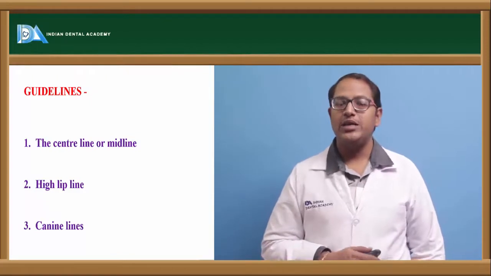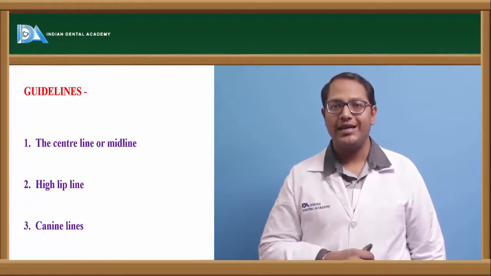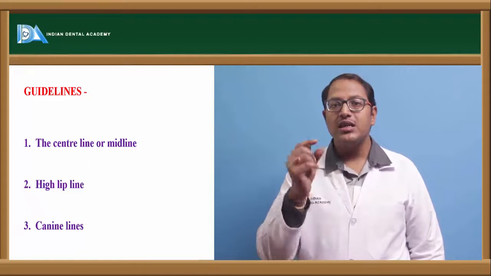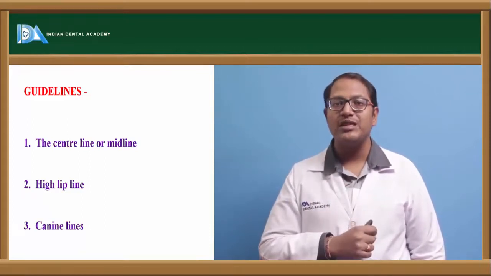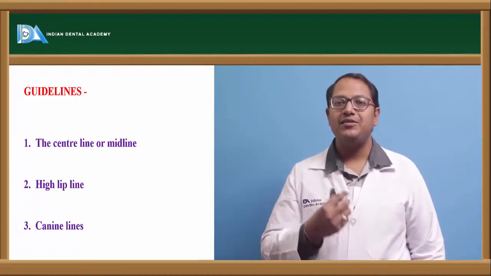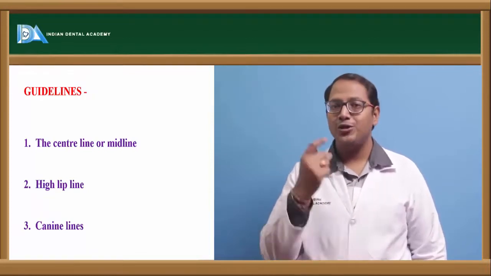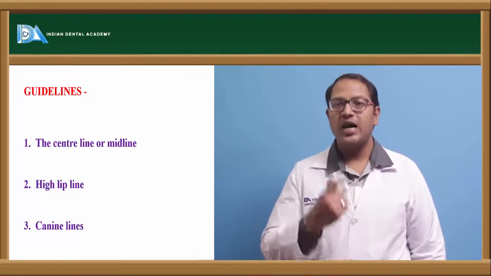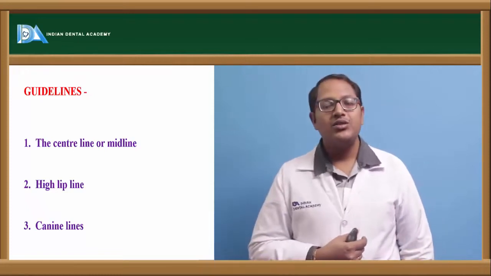Coming to the high lip line, what is the high lip line? If the patient has a habit of smiling high, the highest smile when the patient is smiling, the denture's gingival portion, that is the pink portion of the denture, should not be visible. That will give the appearance of a gummy smile. So we need to keep in mind that if a patient has a high smile line, the denture teeth that we are going to give should be more in the incisogingival direction. So the height or length of the teeth should be more rather than the width of the teeth.